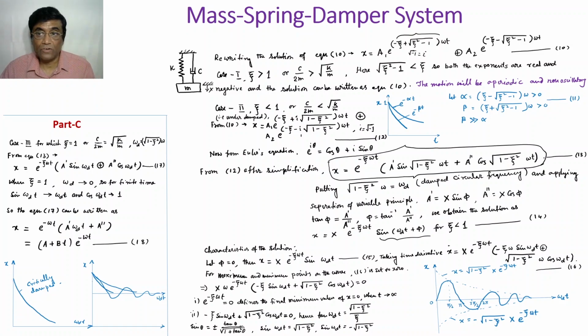So what is the take home? If the system is underdamped, there will be oscillation. Damped oscillation. Why? Because the oscillation will not be like this, but it will be like this. First the amplitude is this, then this, then this, then this, and then it will die down.